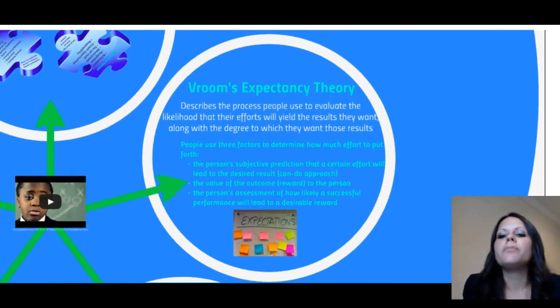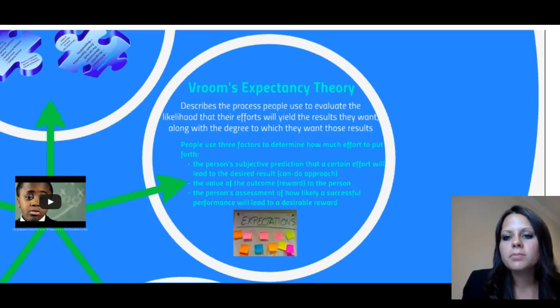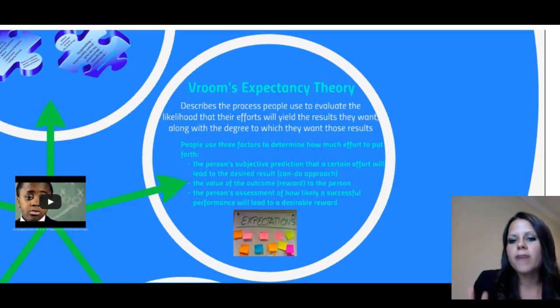Now, another major theory to be familiar with is what's known as Vroom's expectancy theory. And this describes the process people use to evaluate the likelihood that their efforts will yield the results they want, along with the degree to which they want those results. So this is really a theory based on three factors. First, they're looking at your personal prediction, that if you put the effort in, it will lead to a desired result, a can-do approach. Then the value of that outcome to you personally, that reward, does it matter to you? And finally, the assessment of how likely a successful performance will lead to a desirable reward.